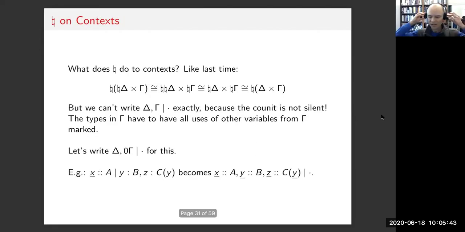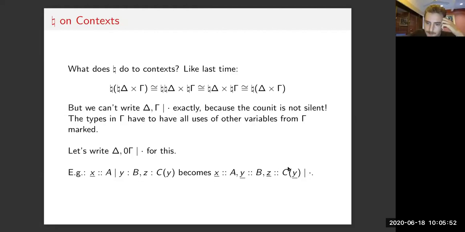Quick question. Is it obvious that C of y underlined is always valid whenever C of y is? It's valid when you're doing this move to an entire sort of context telescope like this. You can't switch the markedness or unmarkedness of a variable whenever you like. But in this situation, it does work.